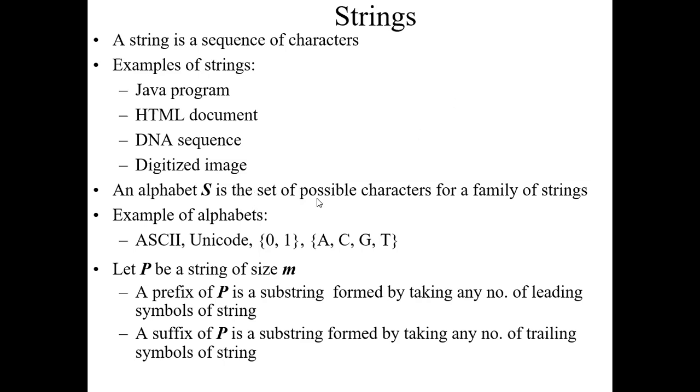Then there is a terminology called alphabet. Alphabet is where the characters for that particular string come from. The alphabet could be ASCII code, Unicode, a binary alphabet, or a DNA sequence with A, C, G, and T characters. Then prefix and suffix we have discussed. Whenever we are studying any string matching algorithm, we are given two strings, one the text and one the pattern. Normally the text is of larger size and the pattern is of smaller size. We are trying to find occurrences of the pattern within the string, the first occurrence or all the occurrences.